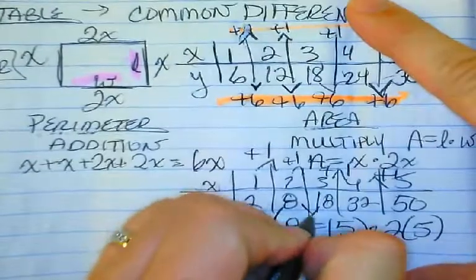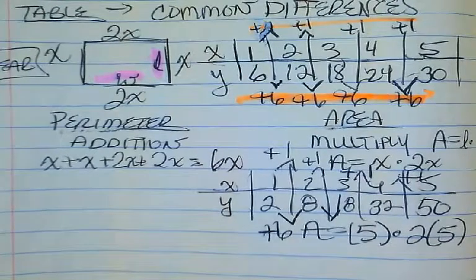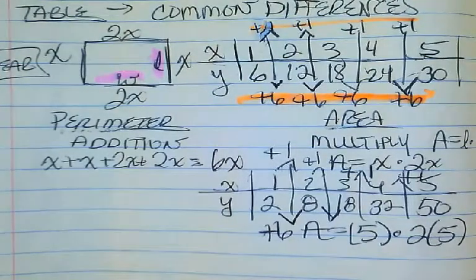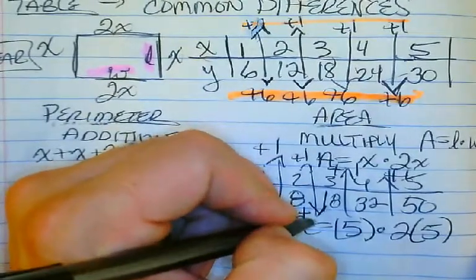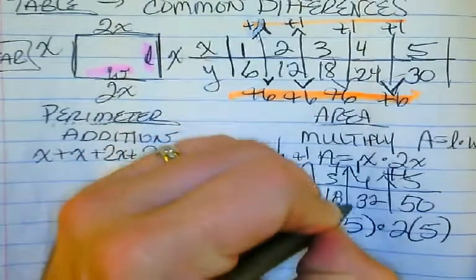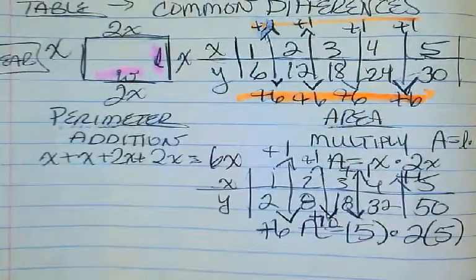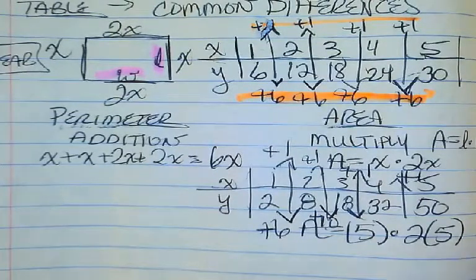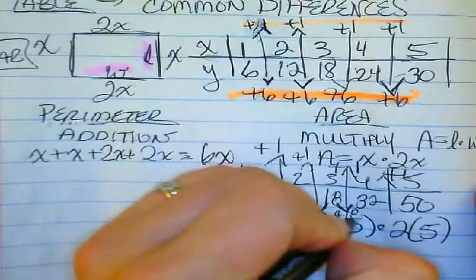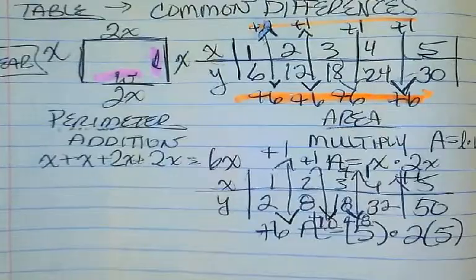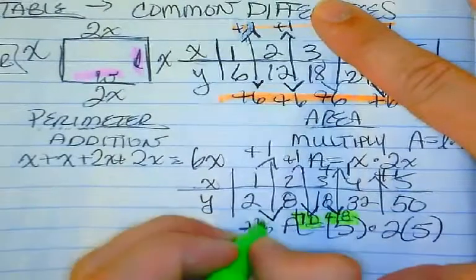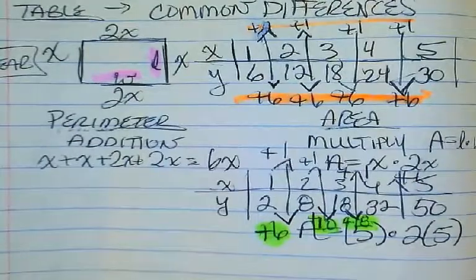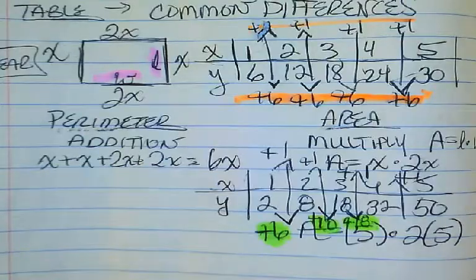Alright, how do we go from 8 to 18, Eric? How do we go from 8 to 18? Plus 10. How about 18 to 32? What do you think, Lala? How do I go from 18 to 32? Yeah, plus 18. And this right here is why this is non-linear. It's because you don't have a common difference. Here's plus 18, here's plus 10, here's plus 6. These numbers are all different. So this is non-linear.